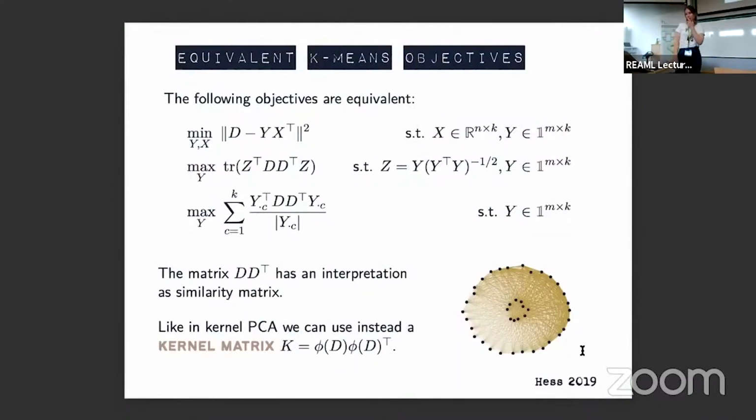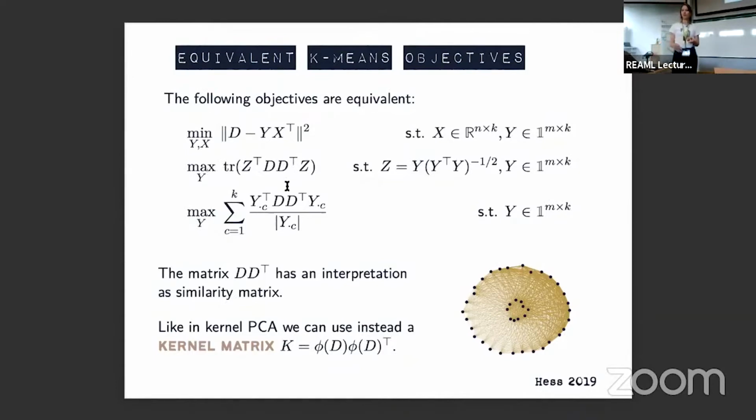Okay, so in non-convex clustering, let's have a look at the equivalent k-means objectives, because there's just not one. We had the minimum cluster scatter, then we had this matrix factorization objective here. But actually, if you use the definition of the Frobenius norm over the trace multiplication, then you also get other objectives. And those are here, those which maximize the trace.